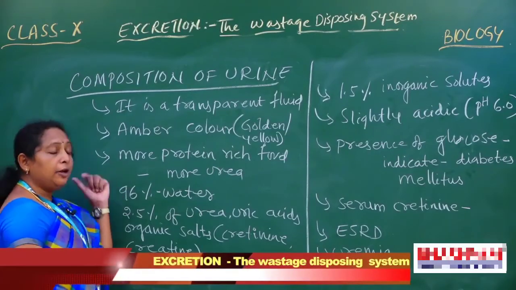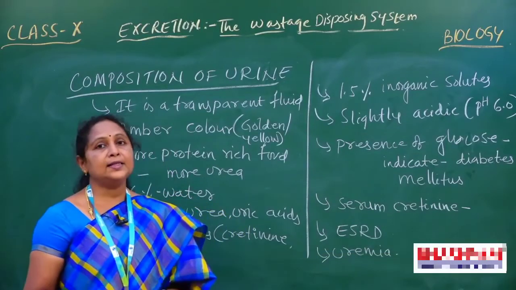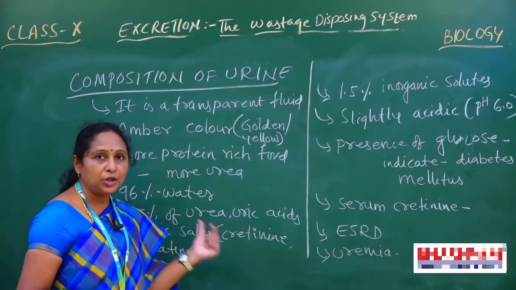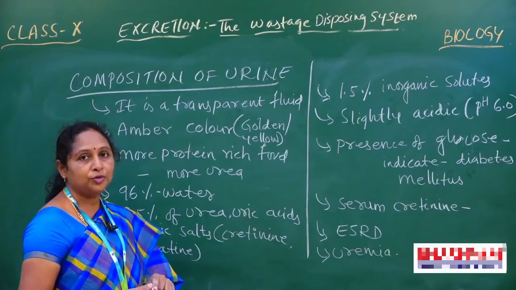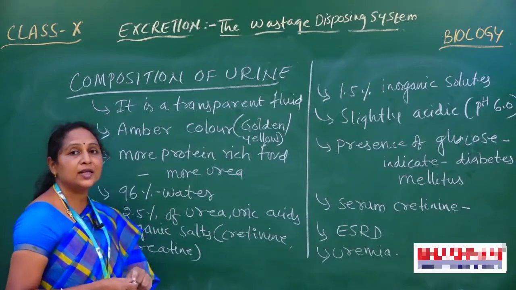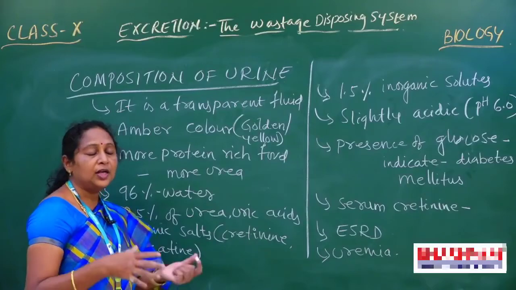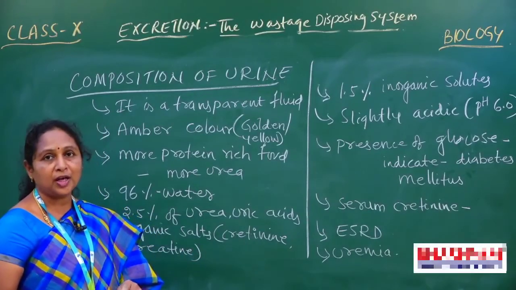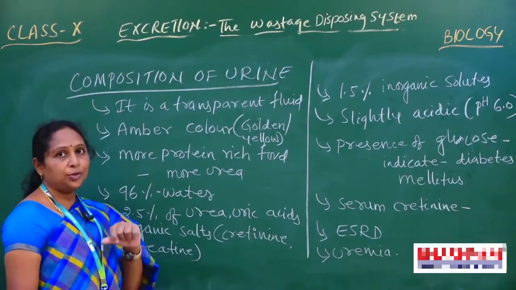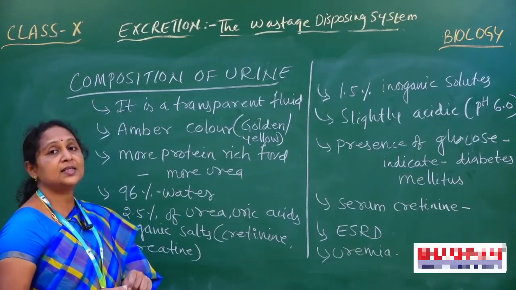Clear now? If we take more protein-rich food, then there is a chance of removing more urea. So urine has a good amount of urea, which we already discussed in the previous class. It gives you 2.5% of urea in the urine. So if you take more protein-rich food, there is a chance of more formation of urea in your urine. Clear? At the same time, urine may contain 96% of water.